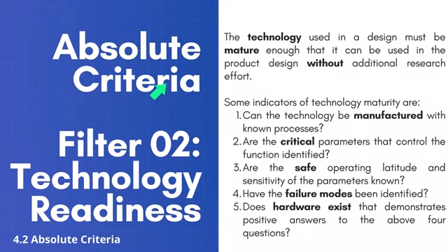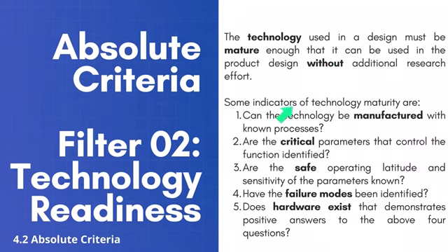The second evaluation of absolute criteria is the technology readiness. In this evaluation, the technology used in the design must be mature enough that it can be used in the product design without the need for additional research effort.